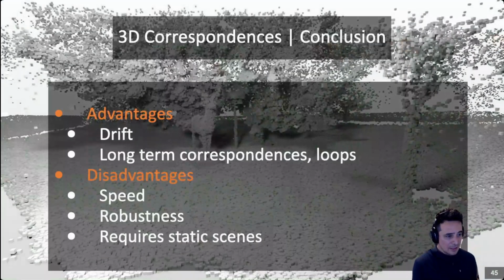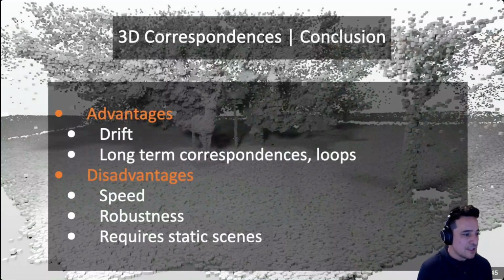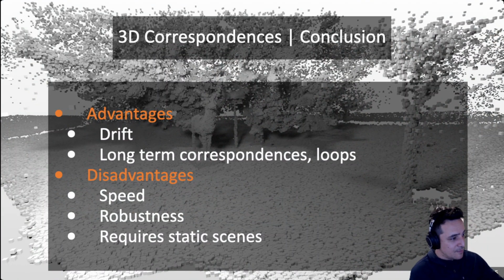So in conclusion, these 3D correspondences are good because they don't suffer from drift. They handle these long-term correspondences across time nicely because the viewer has been abstracted. But there are some disadvantages. They're computationally expensive. They're not very robust because you need to be able to reconstruct the scene in 3D, which you can't do for all scenes. And then you can only use this on static scenes, really, except for the last example.